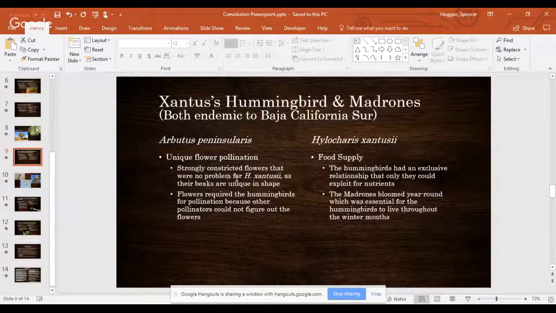but these hummingbirds have found a way around that because their beaks are such a unique shape that they can actually pollinate the flowers. And so these flowers now, they strictly require these hummingbirds for pollination because no other pollinators have really figured them out. So in return, these hummingbirds now have an exclusive relationship that they can exploit these flowers for nutrients, and they don't have any competition. And the other important thing is that the Texas madrone trees bloom year-round, which is essential for the hummingbirds because they're going to need a food supply during the winter months. And so these two endemic species are kind of trapped together, so they've learned to co-evolve together.